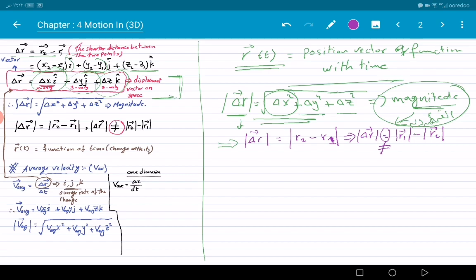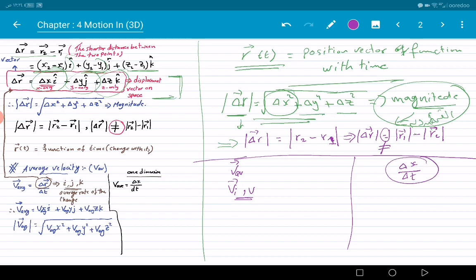Now we go through the quantities: the average velocity, the instantaneous velocity or v, the same, the same. So in chapter 2 we know the average velocity is equal to delta x divided by delta t. So that means the change between the final position and initial position.